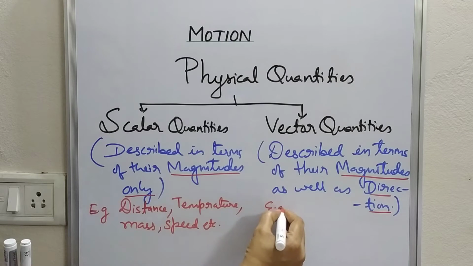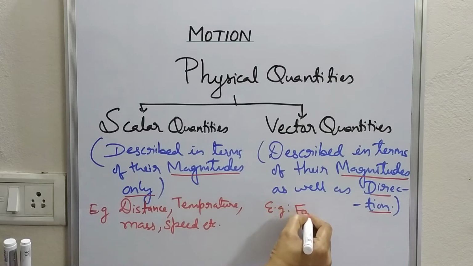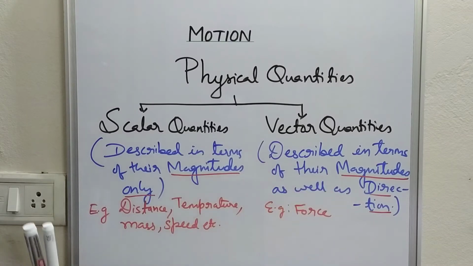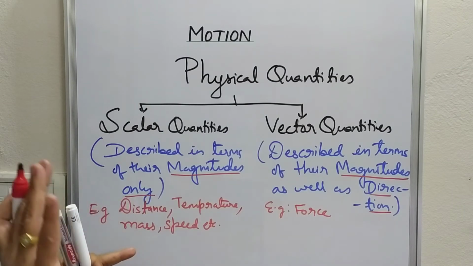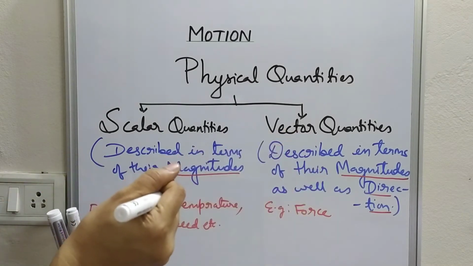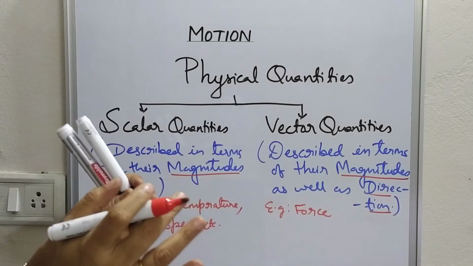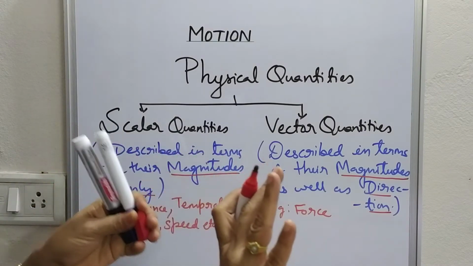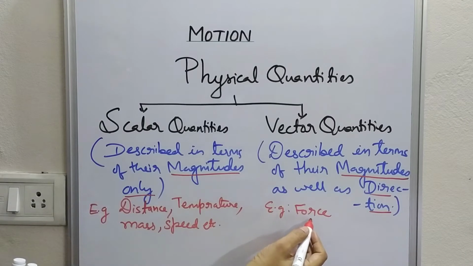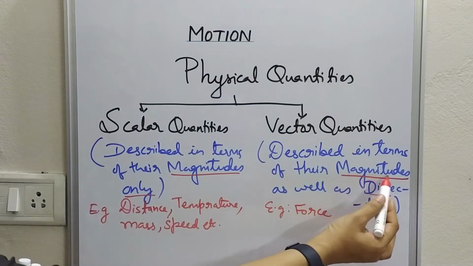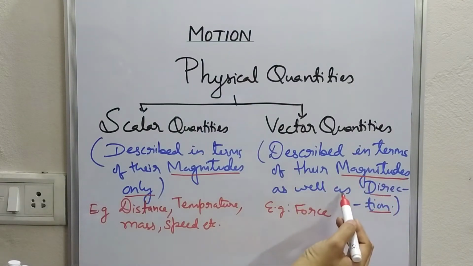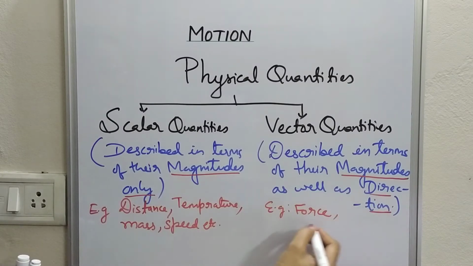We only talk about their magnitudes. Examples of vector quantities are force. Force is the best example. Force is a vector quantity. Why? Because when we talk about force, we talk about a push or a pull. That means this much amount of force in a certain direction. So when we talk about force, we talk about the quantity, meaning magnitude, as well as a direction. So force is a vector quantity.